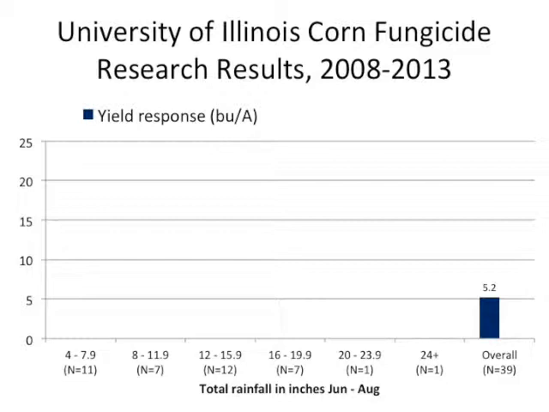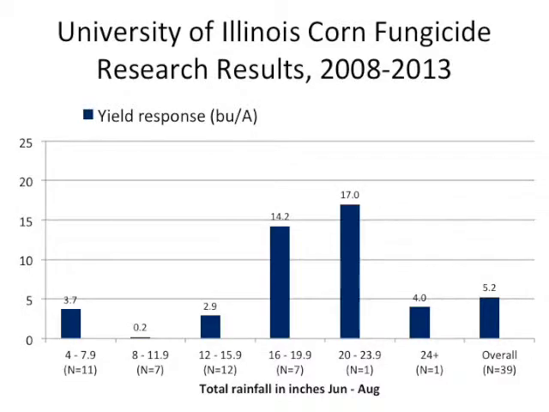And then looking at yield response, this is what it looks like. We tend to see lower yield responses as we get less rainfall. Our highest yield responses were somewhere between 14 and 17 bushels an acre, which occurred between 16 and 24 inches of rainfall accumulated between June and August. Okay, so it makes sense. The more rain that we have, the better the conditions for some of those foliar fungal pathogens to disperse, to cause infection and then cause disease, and for that to continue to spread.